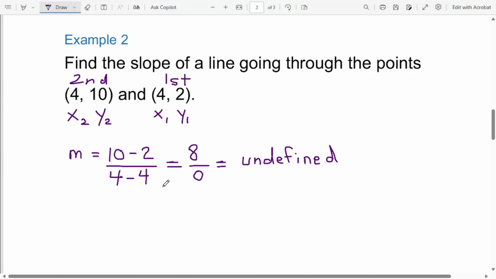Now, note that if 0 was in the top, and we had a number that was non-zero on the bottom, we would have a slope of 0, which is a horizontal line. That is defined as a slope of 0. But when you have a vertical line, it's an undefined slope, and you can see why, you're dividing by 0 here. Okay, let's try one more example.